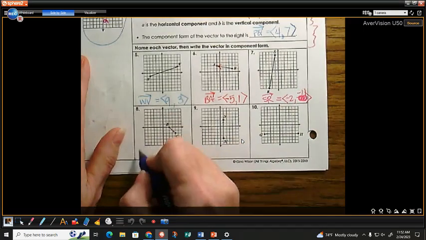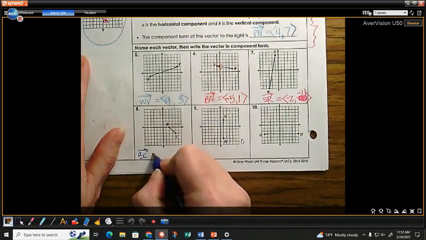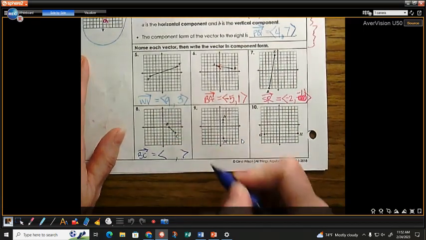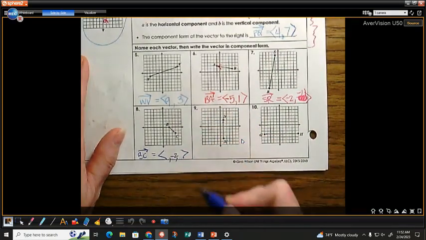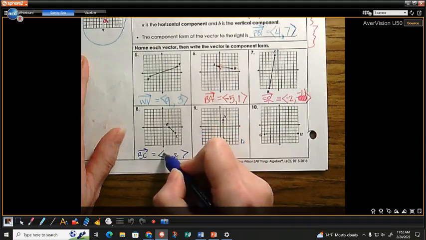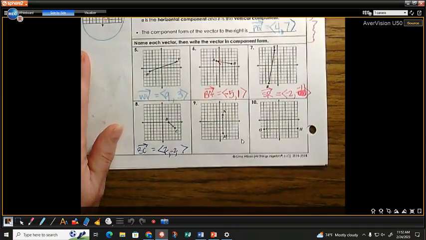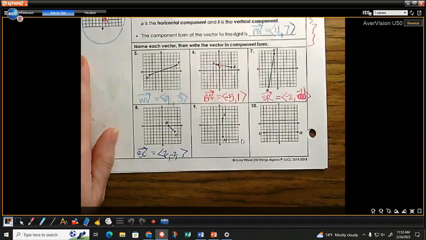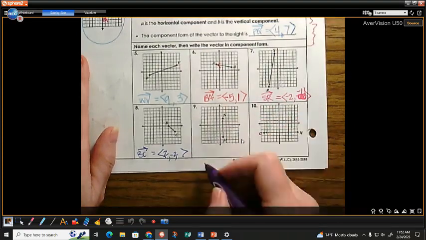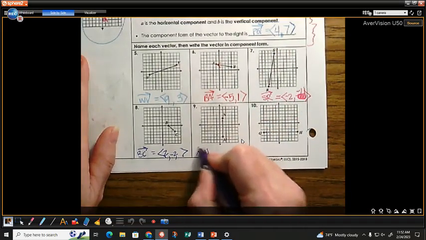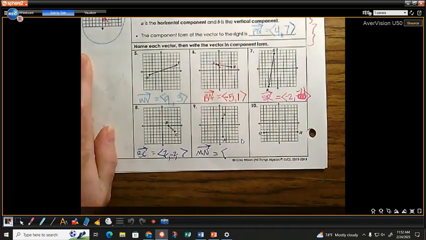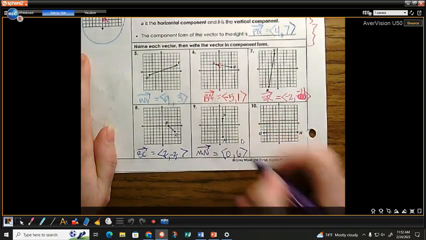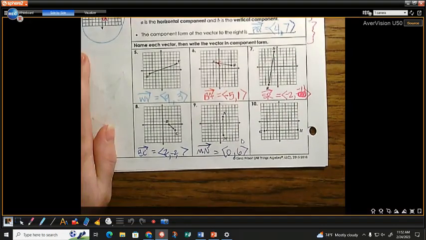Okay? And so this one's vector BC, and its component notation, let's see, it's going down 2, so that's my y, and it's going right 2, so that's my x. Did I match what they had? Okay. And then this one is vector MN, and they put 0, 6. Wait, you can have zeros in vectors? Yes, ma'am. As long as you don't divide by it.